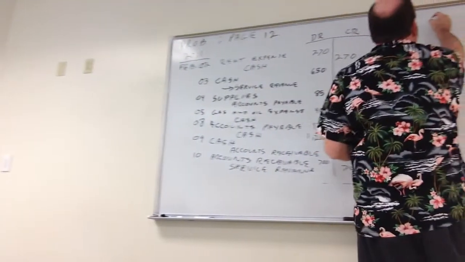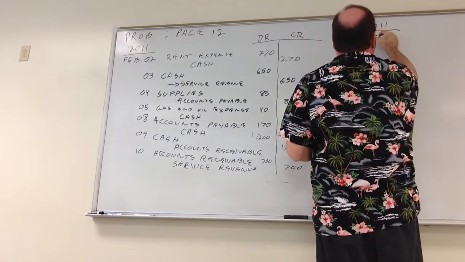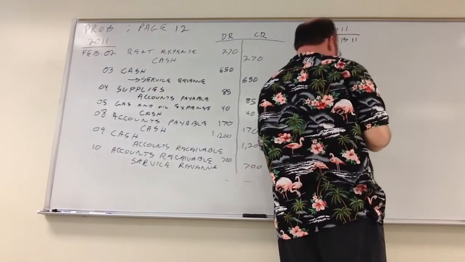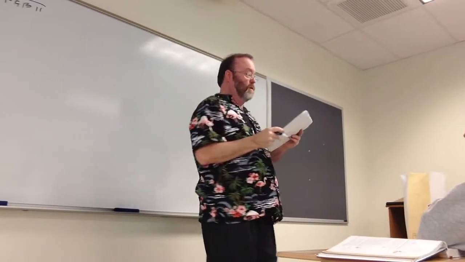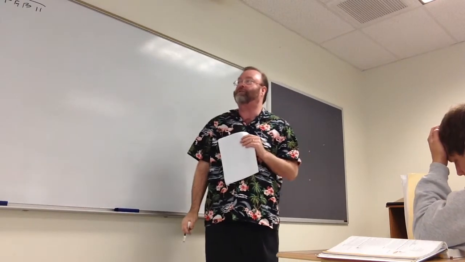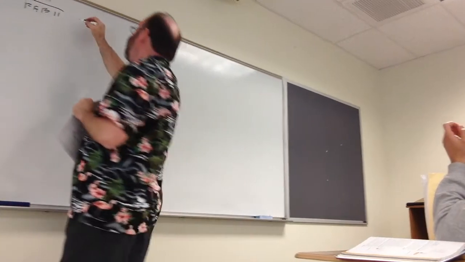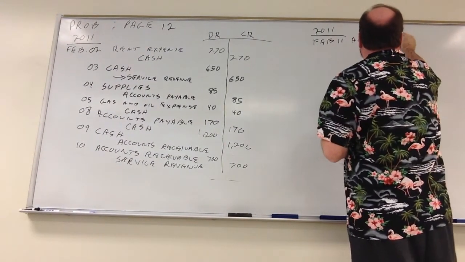The 11th, we paid for supplies purchased on February 4th. I'm out of space, so I'm starting a new page. So if we're paying for invoices from back on the 4th, we bought some supplies for $85 a week ago. So now we're going to debit the accounts payable, lowering the liability.